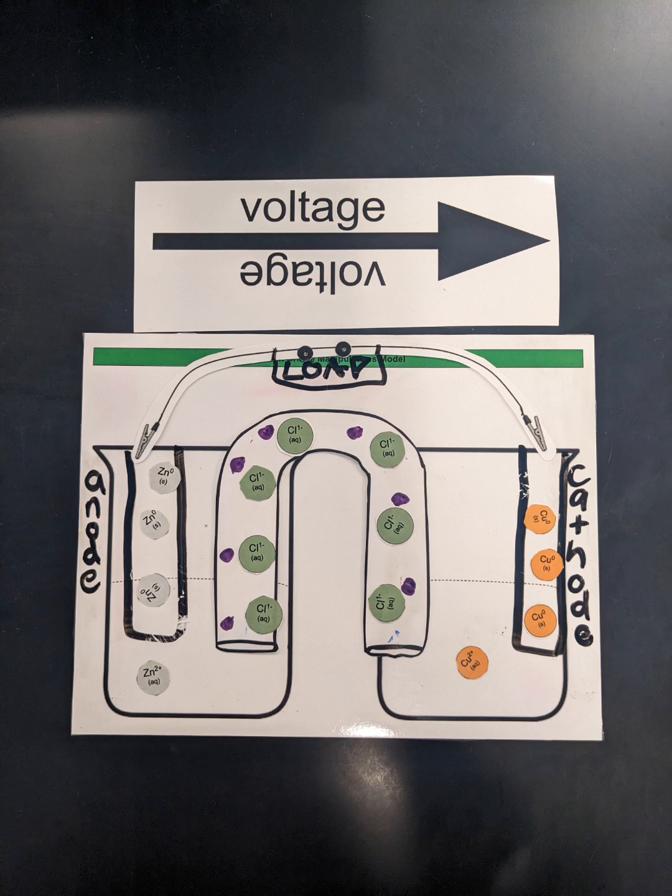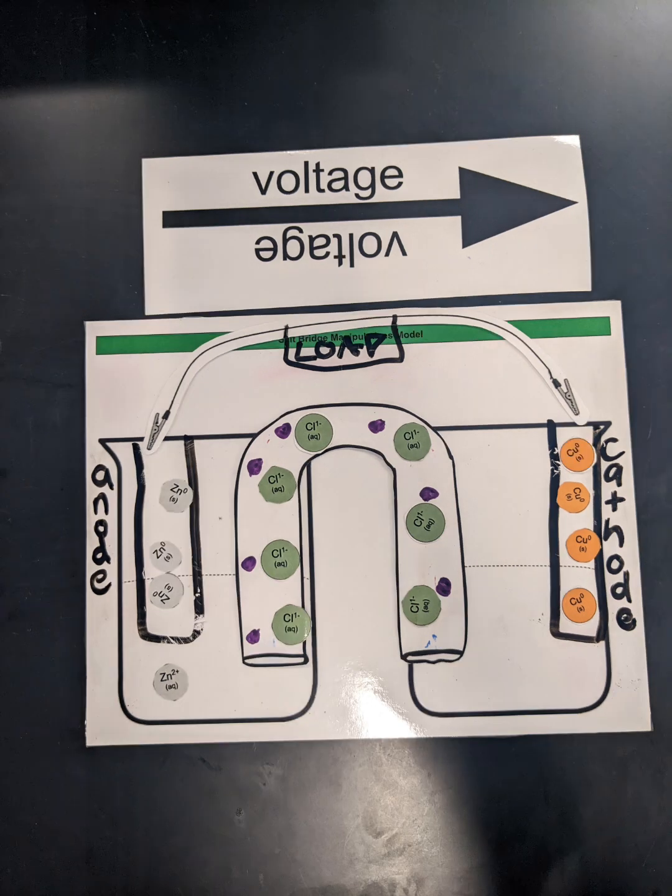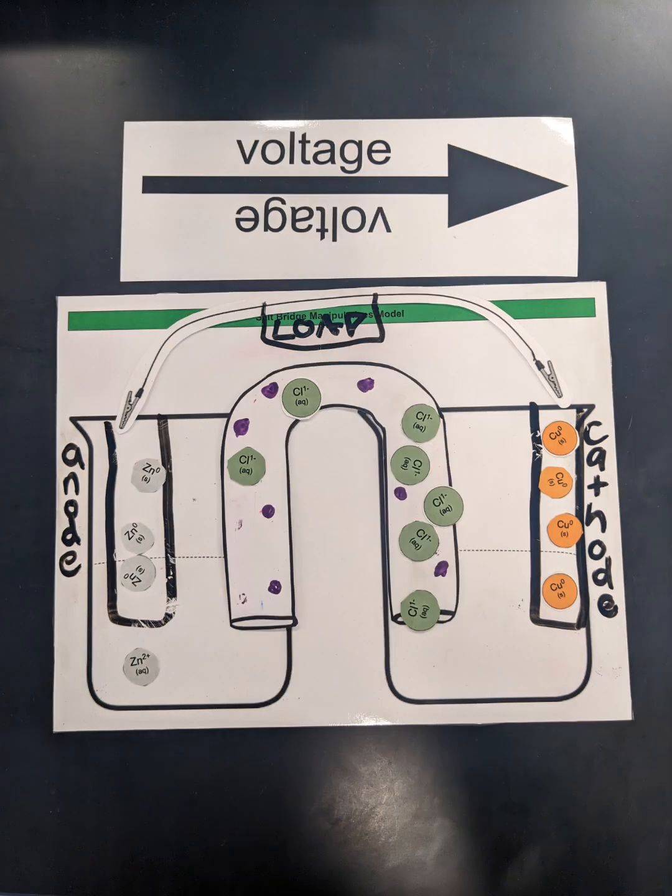Here are the electrons entering the load, and this will read a positive voltage. The electrons continue to go through, and now they will be going to the cathode side. Our next step here is reduction, where electrons are added back in. The electrons from the wire pair up with dissolved cations at the cathode, and that makes the solid copper.